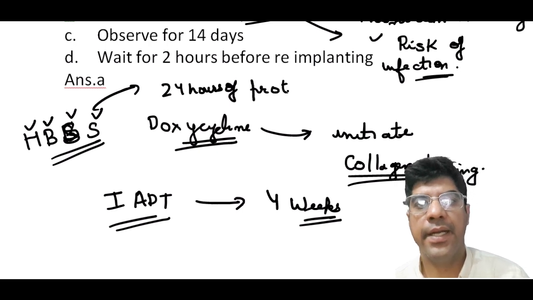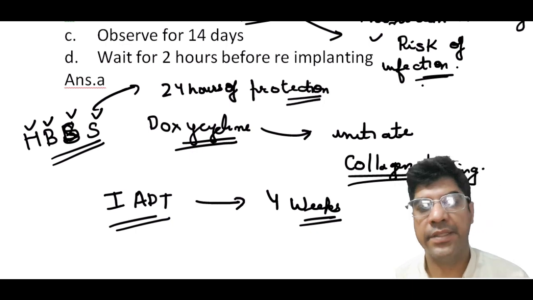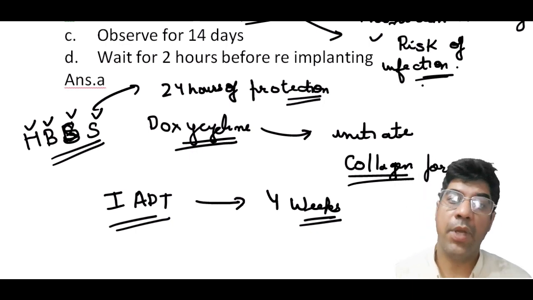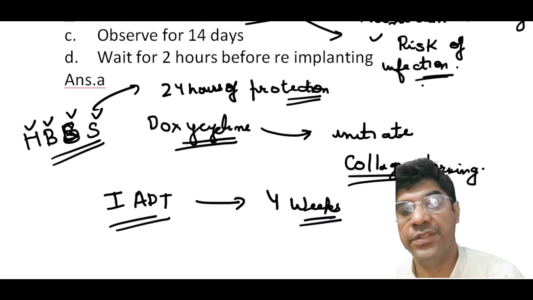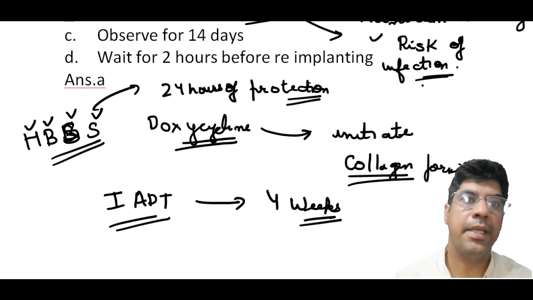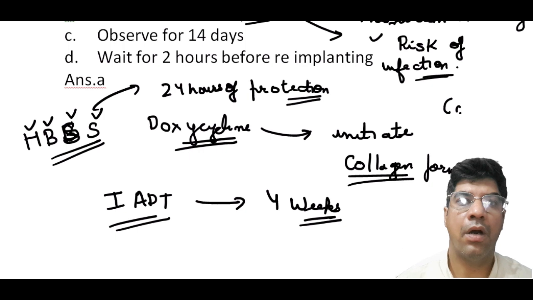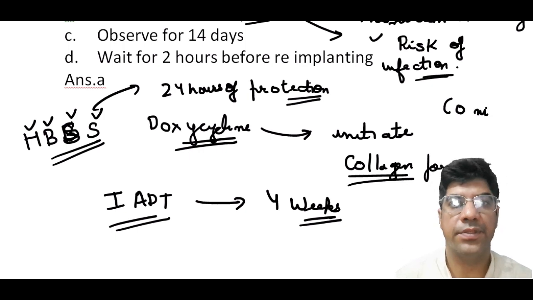Remember, fluoride antibiotics should not be applied to the root surface of the avulsed tooth. Immediate reimplantation, ideally reimplantation should be done within 60 minutes of the injury for the best prognosis.